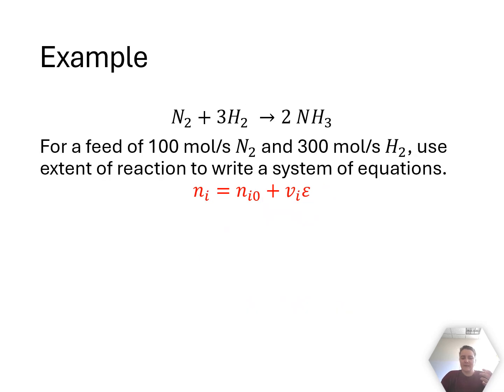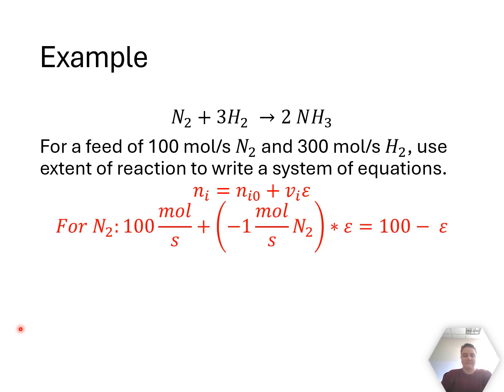So both forms of these would be great to have on your notes for your final exam. So let's talk about an example of how we use extent of reaction and how we set it up. So let's take, for example, N2 plus 3H2 to generate 2 moles of ammonia, NH3. So let's say that we're going to feed 100 moles per second of N2 and 300 moles per second of H2, and we want to use the extent of reaction to write a system of equations.